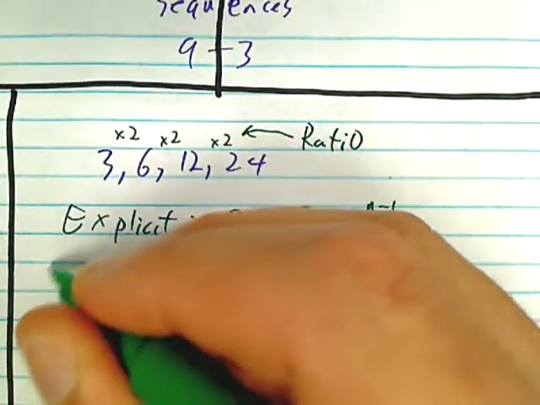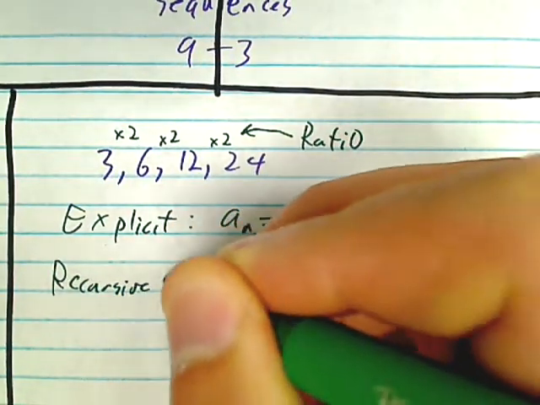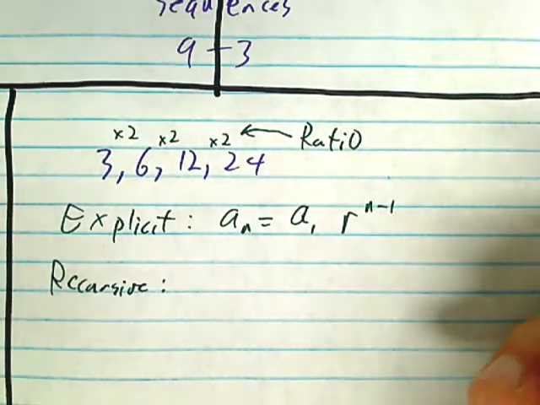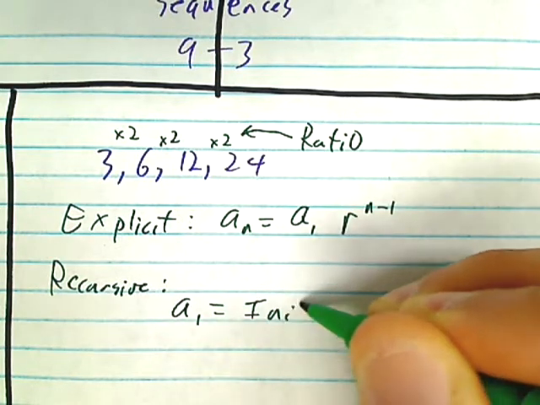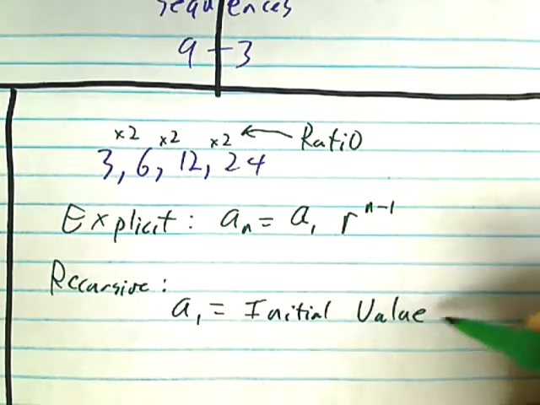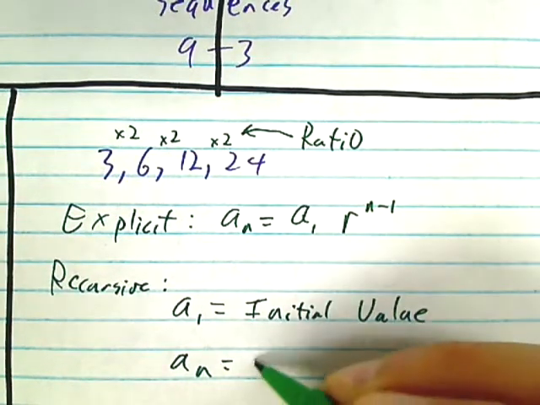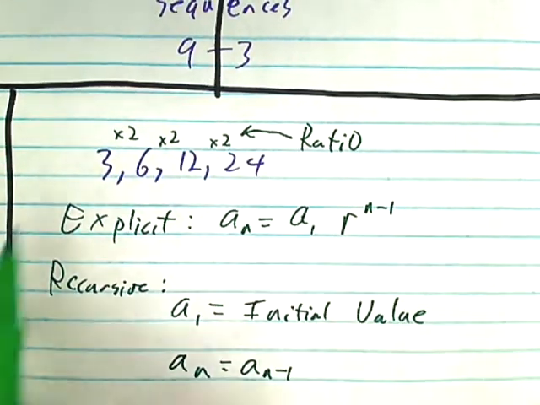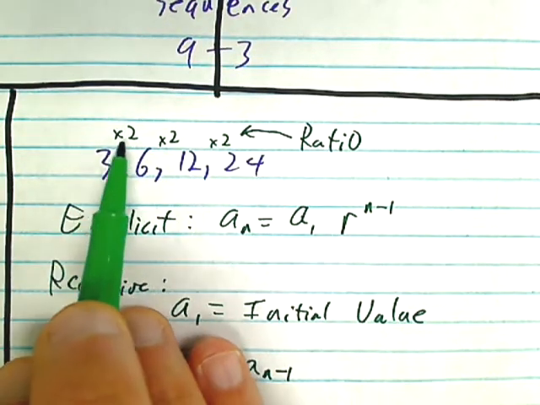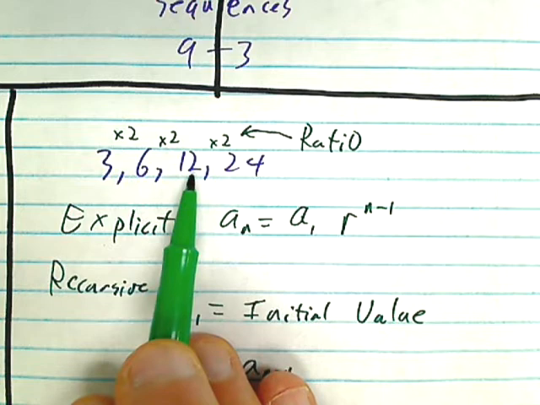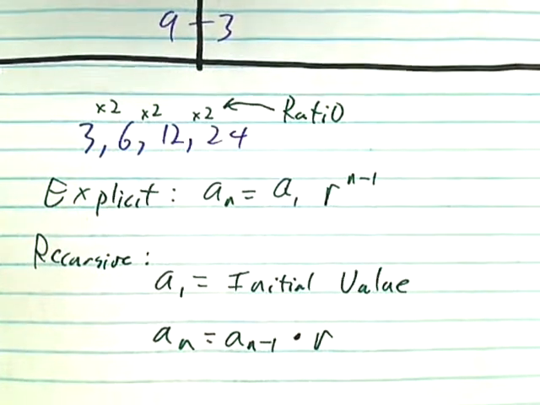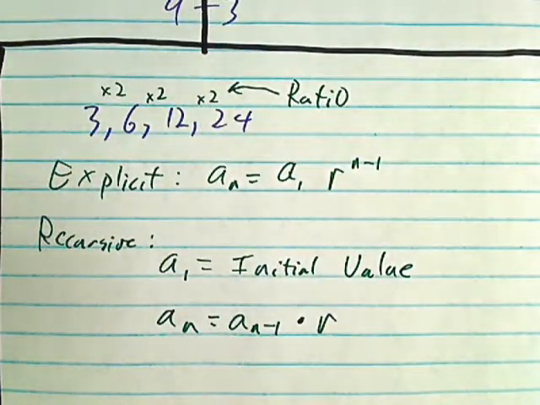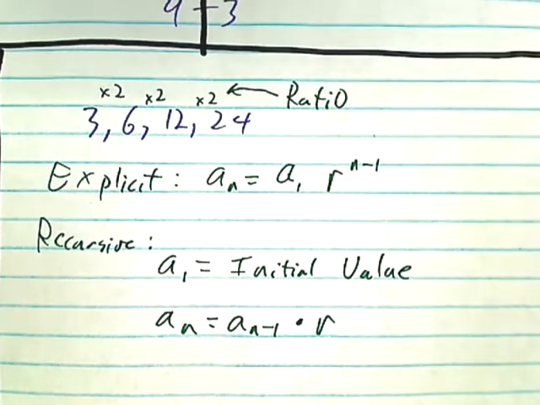Okay, we also have the recursive. And the recursive formula, start with the initial value. Okay, and then a sub n, what's the previous term? Well, how do you get to the next term? The previous term times the ratio. So to get each term, take the previous term times the ratio. Beautiful.